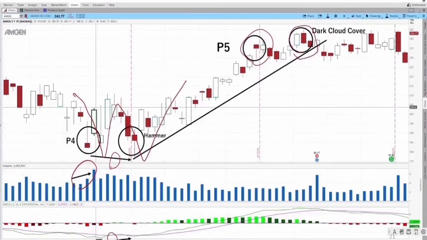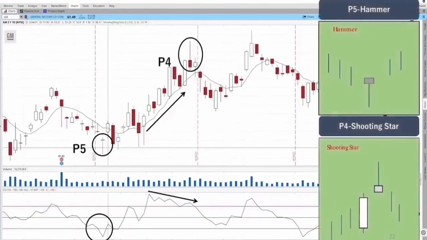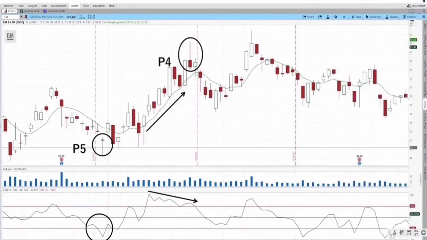Okay, let's see another example. This slide shows an example of two candlestick reversal patterns: the symbol of a hammer at P5 and, at P4, the symbol of a shooting star. So you can firstly check the indicator CCI, which is showing oversold here. And then you could try to find a place to buy at P5, but you have to wait until the price takes a pullback here and then goes above the moving average.